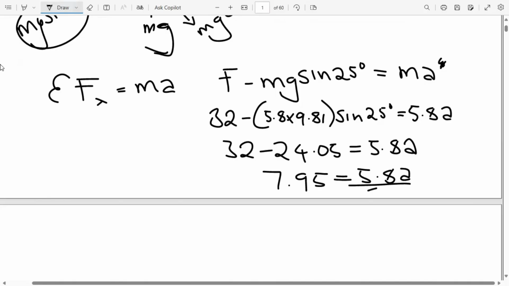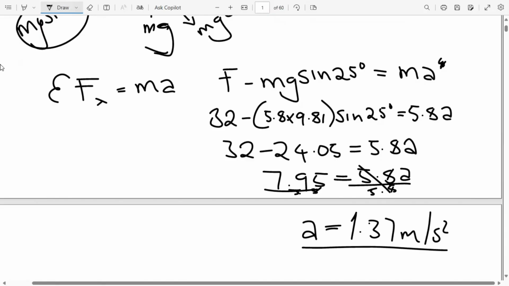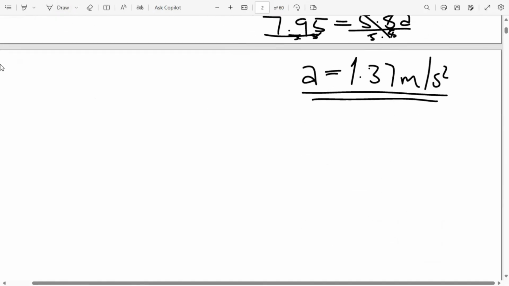So I divide both sides by 5.8, and this will cancel out. That means my acceleration is equal to 7.95 divided by 5.8. So our acceleration on a frictionless surface will be equal to 1.37 meters per second squared. So that is the acceleration on a frictionless surface. This was question A. Let's now go to question B.